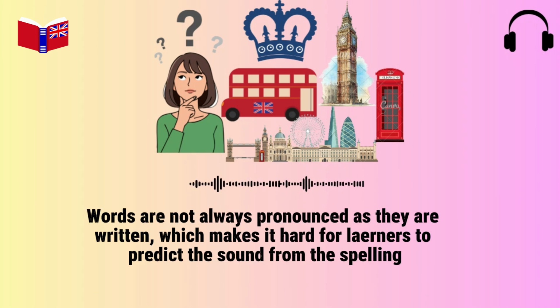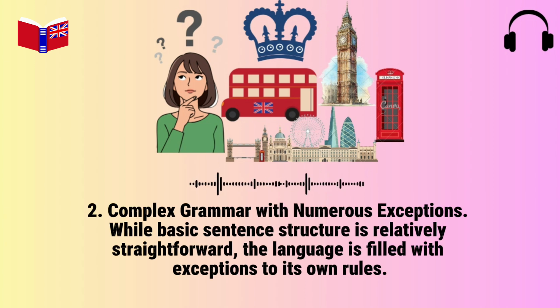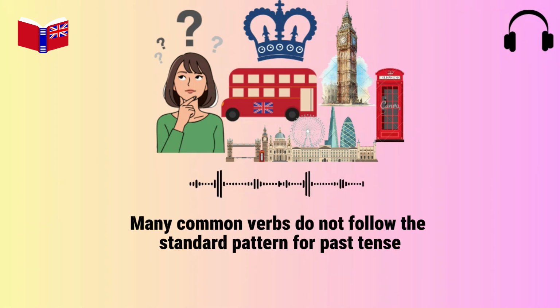Words are not always pronounced as they are written, which makes it hard for learners to predict the sound from the spelling. 2. Complex grammar with numerous exceptions. While basic sentence structure is relatively straightforward, the language is filled with exceptions to its own rules. Many common verbs do not follow the standard pattern for past tense.